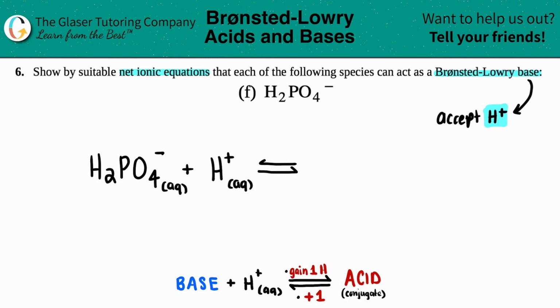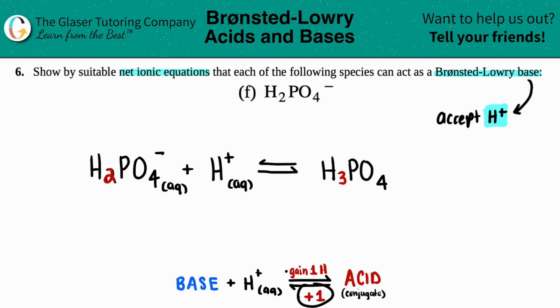Now, I just have to figure out, well, what is my conjugate acid? All you have to do is just combine these two different species together. But all you're doing is you're just gaining one H. So instead of H2PO4, I'm grabbing one more. So how many H's do I have now? Yeah, I got 3. So it'd be H3PO4.